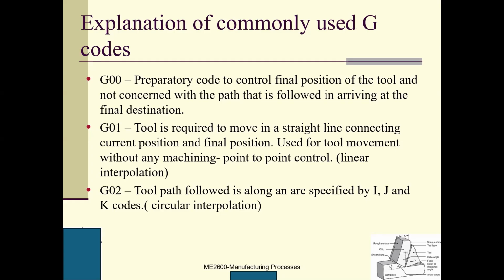T01. T02, the path followed is along an arc. T01 is a straight line. T02 is an arc, specified by IJK code. So T01 is a straight line and T02 is an arc interpolation. Write down: T01 is linear interpolation, and T02 is circular interpolation movement.